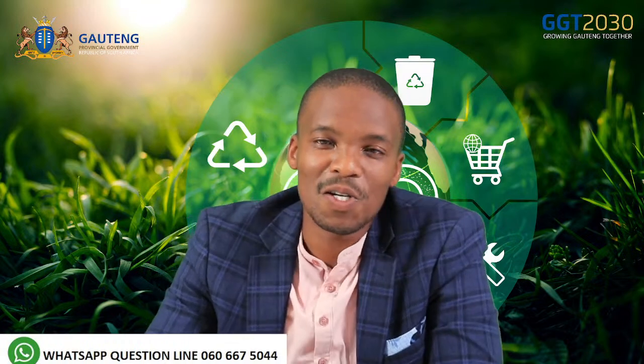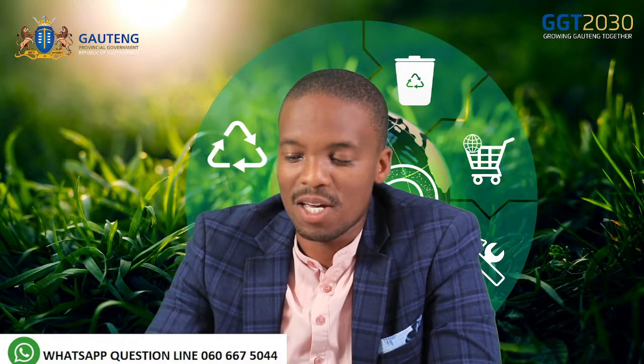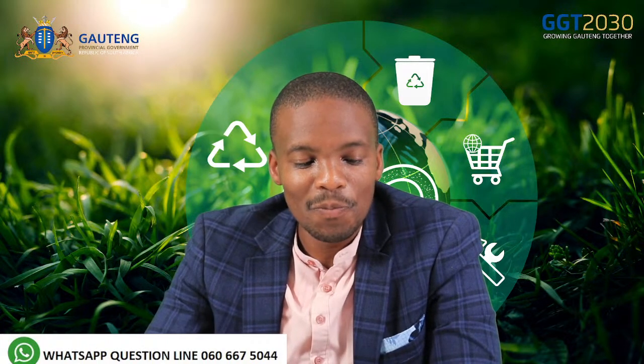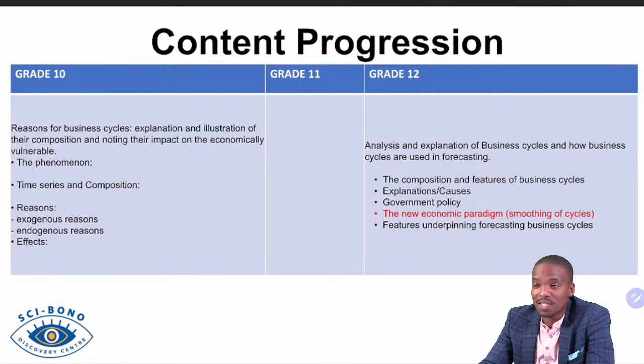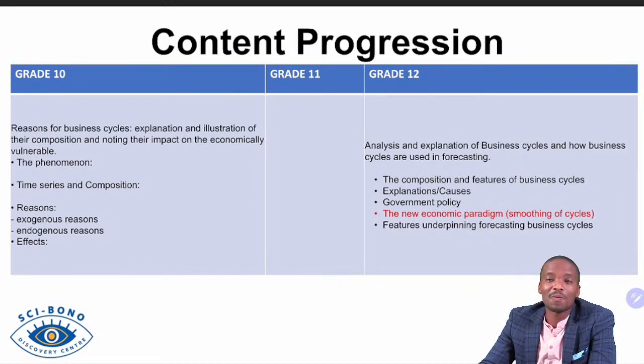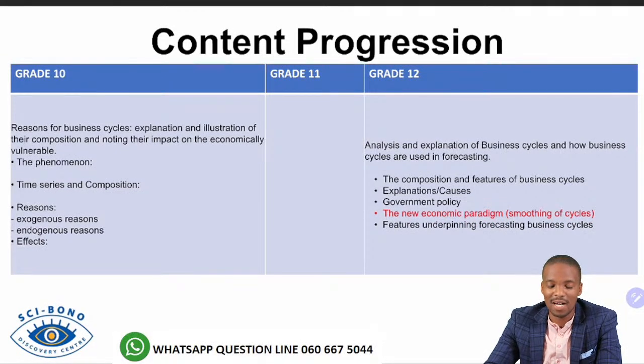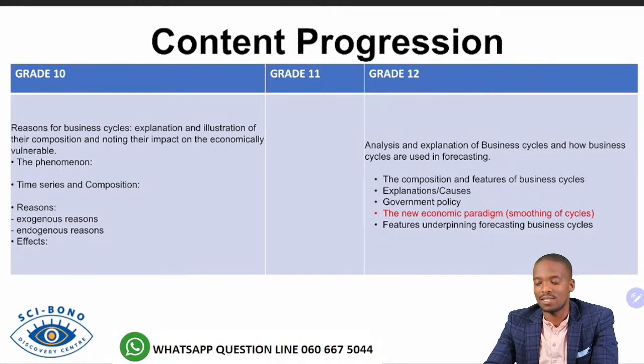And today's topic, we're going to be discussing the new economic paradigm. As you've seen, always when we start our lessons, we touch on what we call the content progression. In grade 10, you touched on the time series and composition, the reasons for business cycles, and the effects thereof. In grade 11, you do not touch the content, but in grade 12 now, we've already covered the composition and the features of the business cycles. We explained yesterday the causes of the business cycle, the types of business cycles, and we also explained the different government policies that are there. And in today's lesson, therefore, we're going to be touching on the new economic paradigm, that is, how to smooth out the fluctuations in the business cycle.